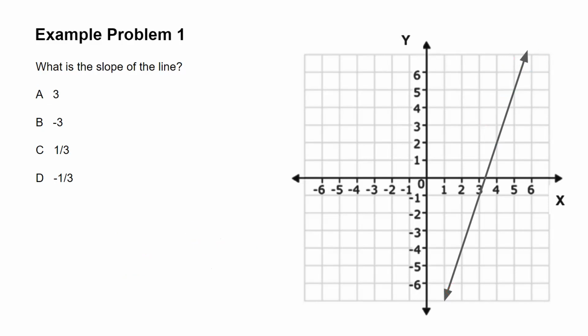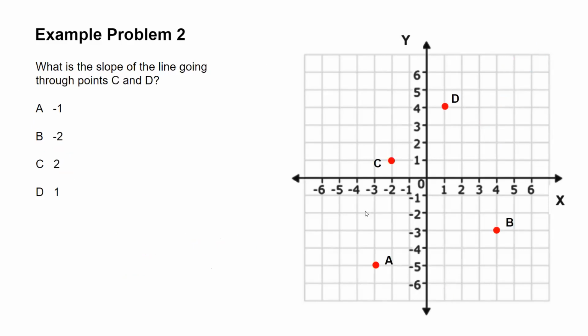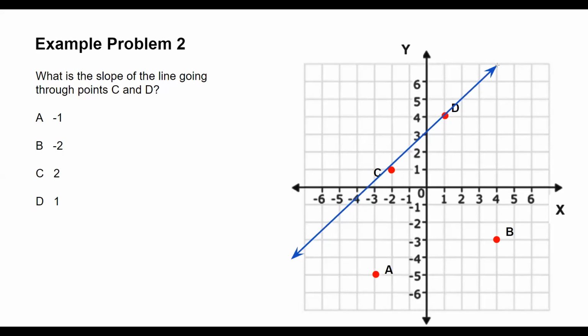Take a look at one more example. Now in this problem, they don't show us a line. This is a kind of problem you may run into. What is the slope of the line going through points C and D? Now we could imagine the line going through C and D. Let me try to draw that. That might look like this. But we don't really need the line.